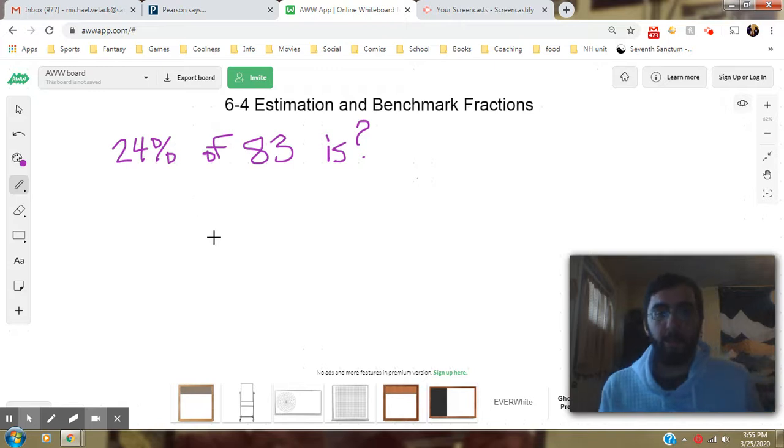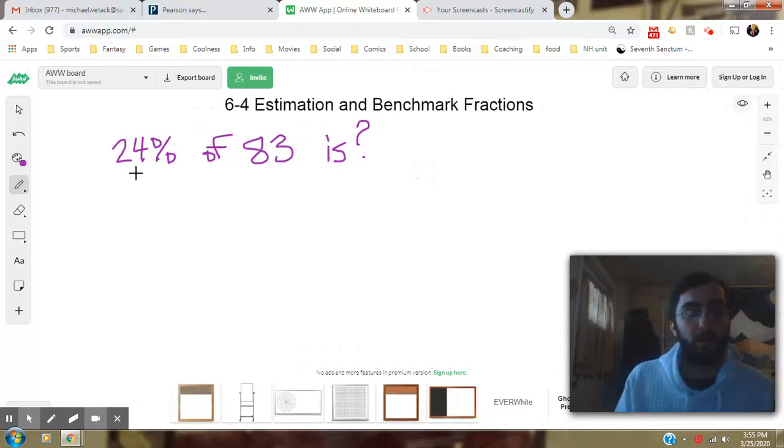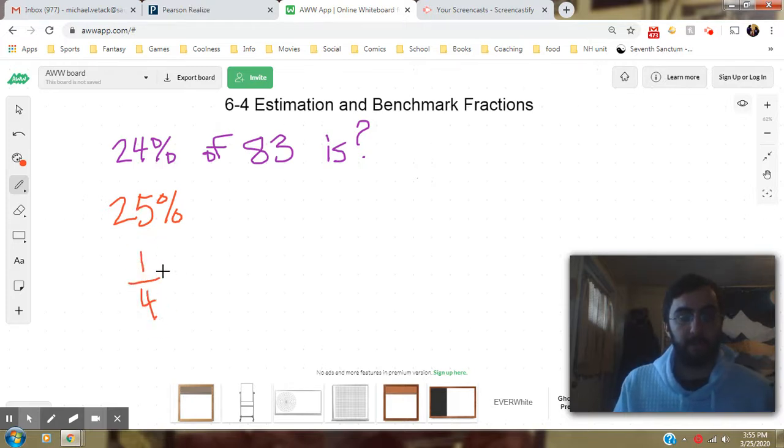So this is where the benchmark fractions come in handy. You want to make 24% a nice, even compatible number with 83 or a number close to 83. So 24% is nice and close to 25%. And I'm not just picking that number at random because 25%, we saw as a benchmark fraction, is 1/4. Right? You'll see why that's going to work well in a second. So for 83, is there a number that's close to 83, that we're not changing too much, that works well with 1/4? That number would be 80. All right, so I'm not changing the number that much, just off by 3.